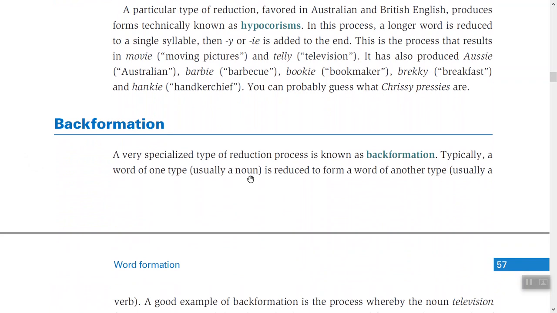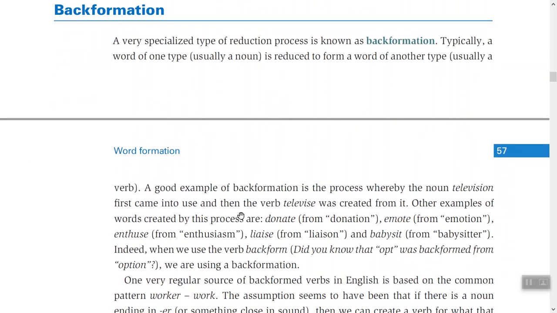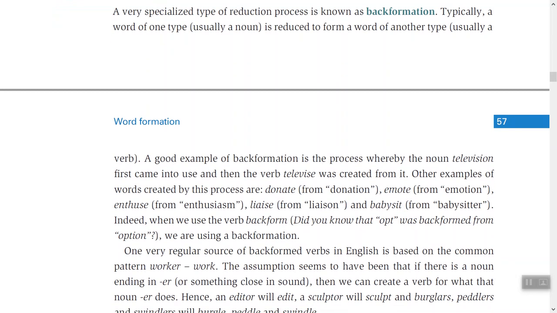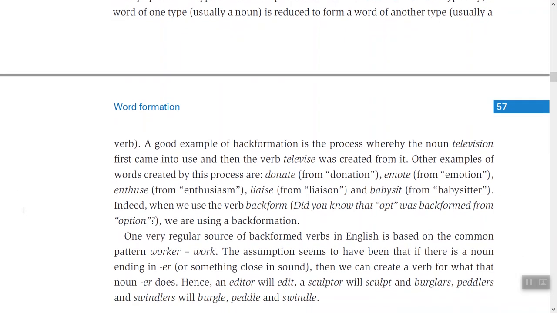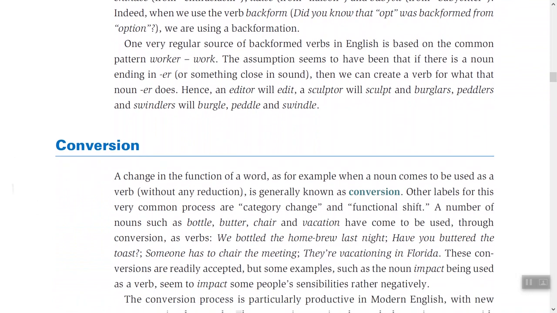Back formation, a very specialized type of reduction process, is known as what? Back formation. Typically, a word of one type, usually a noun, is reduced to form a word of another type, usually a verb. This is the definition. A good example of back formation is a process whereby the word television first came into use and then the verb televise. Okay. Donation, donate. Emotion, emote. You see? Etc. Conversion.